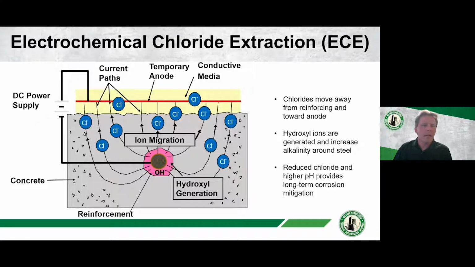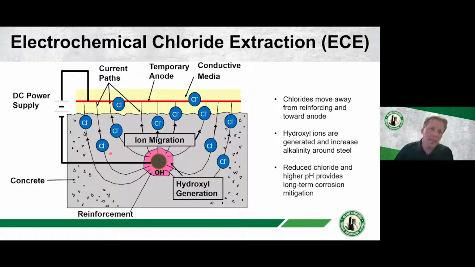Moving on. And then ECE. ECE is a system that's used to treat larger areas typically. This is a temporary system. So we'll install a steel or titanium temporary anode embedded in an electrolyte, typically like a cellulose fabric or fiber, and install that onto the surface of the structure. Then we make some connections. We connect the positive part of our DC power supply to our anode, and the negative to our reinforcing steel within that structure.